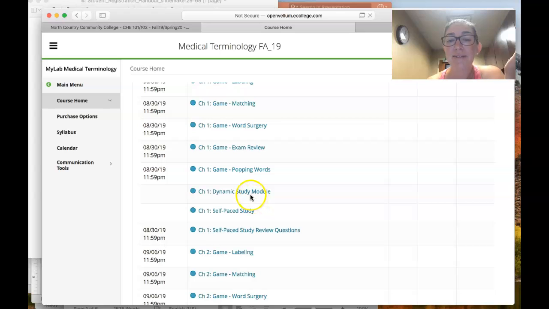The dynamic study module and the self-paced study are here, you can access them and do them as practice, but you're not required to and they're not graded. So just so you know, the ones with due dates are the ones that are required, and there's 6 per chapter.